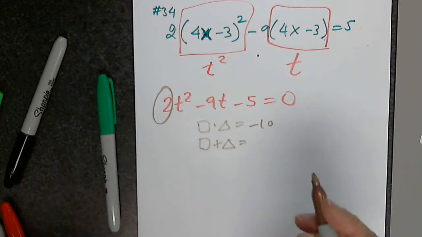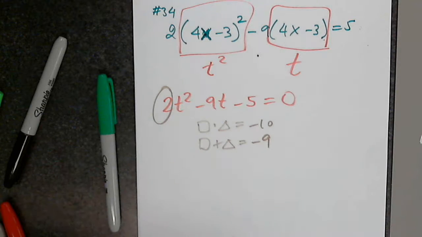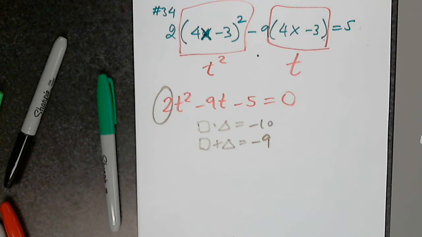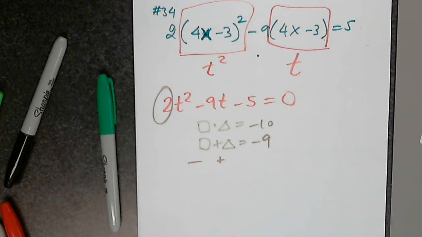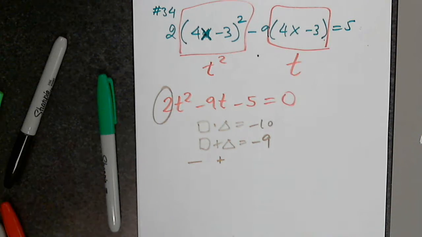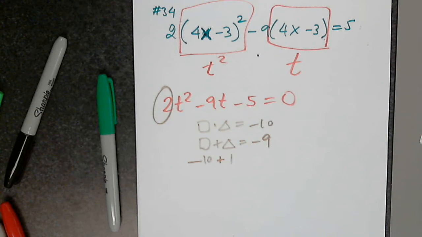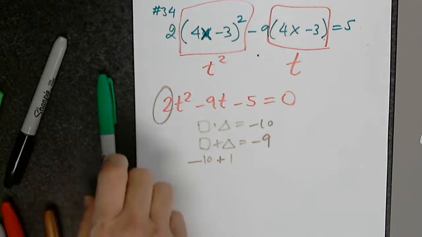And the sum is? Perfect. So because the product is negative, 1 must be positive, 1 must be negative. And since the sum is negative, the negative number has more power. Negative 10 and 1. Now what do I do with these numbers? I cannot use them to factor. I can only use them to break that middle term into 2 terms. Break it up into 2 terms.